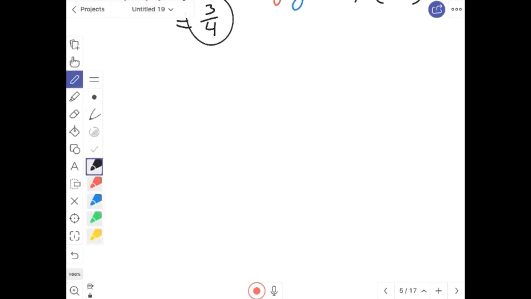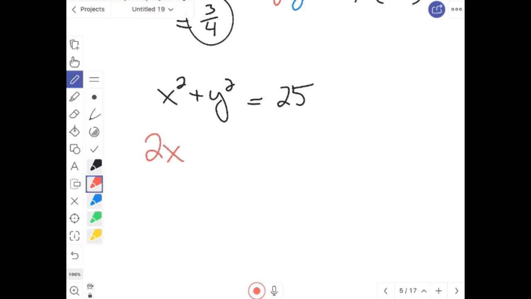So again, we have x squared plus y squared equals 25. Now we're taking a derivative with respect to x. So when we take the derivative of x, we don't need a dy dx on it. So if I take the derivative of x squared, that's just going to be 2x. When I take the derivative of y squared, since I'm taking it with respect to x, I need to get this dy dx piece. And then again, still equals 0.